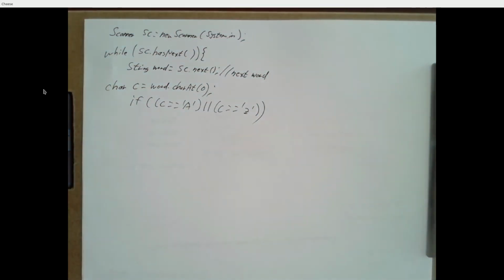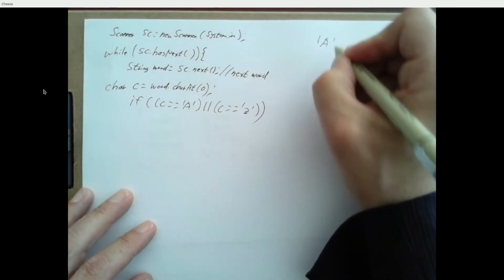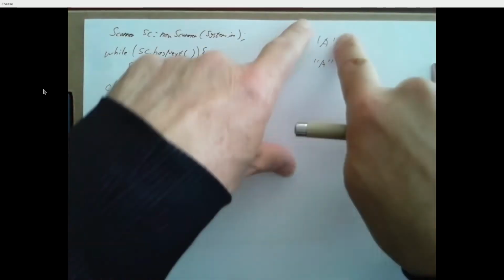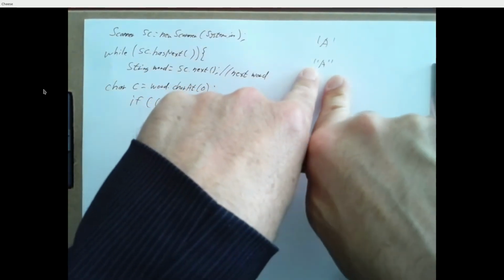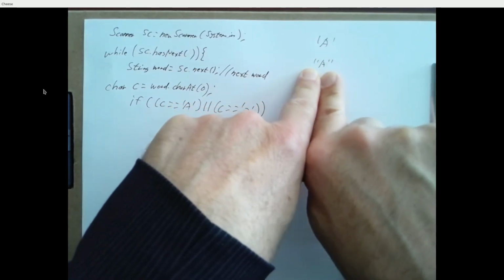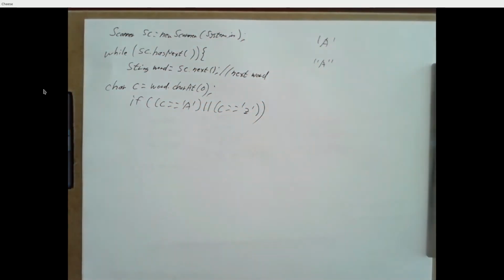So things that you want to know here. Characters come in single quotes. Strings come in double quotes. Right? These are different types of creatures. Even if it's a single character, if it's in double quotes, it's a string. Totally different class.